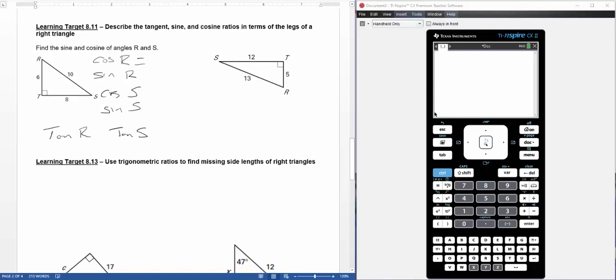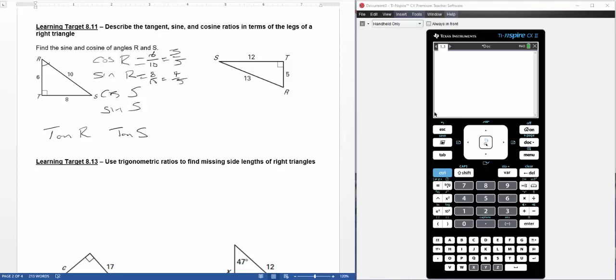So from angle R's perspective, the leg that's adjacent to angle R is this side that's 6, and the hypotenuse of this triangle is 10. So cosine of angle R is 6 over 10, or reduce that, how about 3 over 5? The sine of angle R, sine is opposite over hypotenuse, so the sine of angle R is 8 over 10, which is 4 over 5.